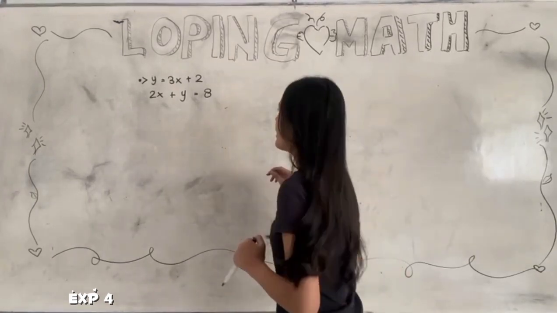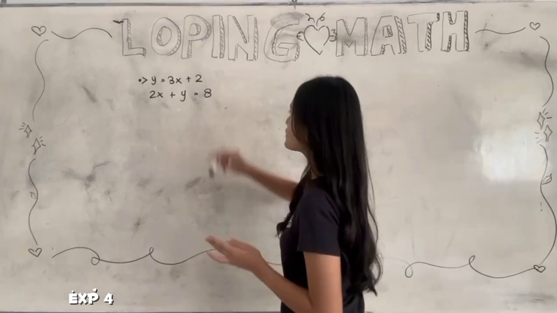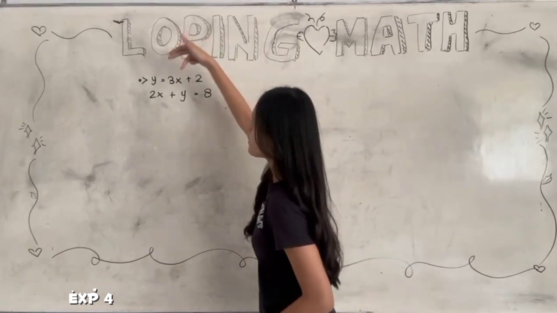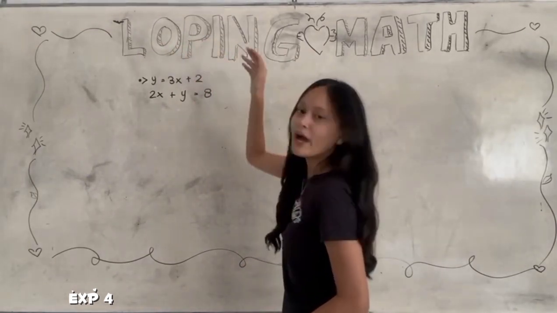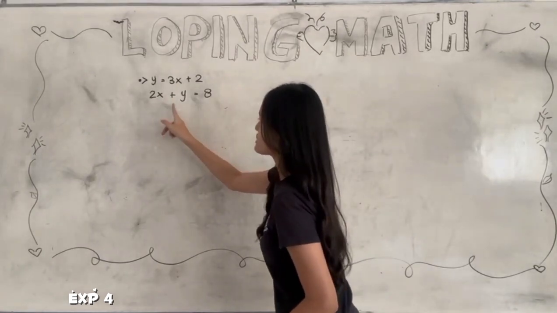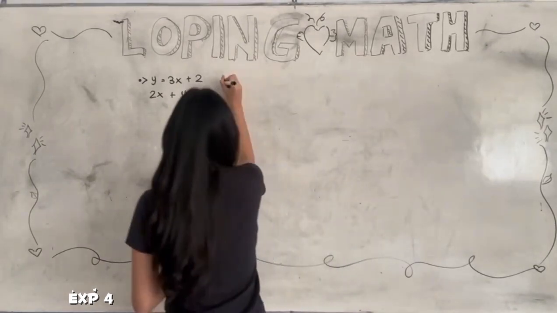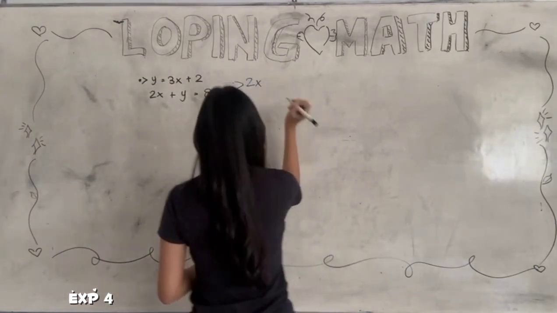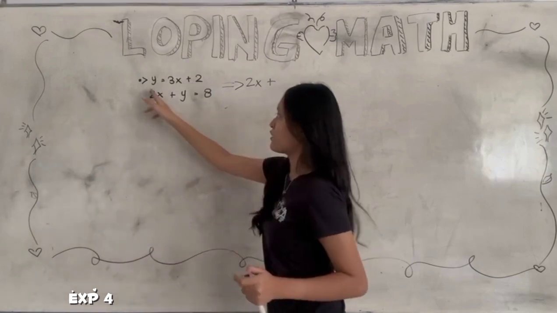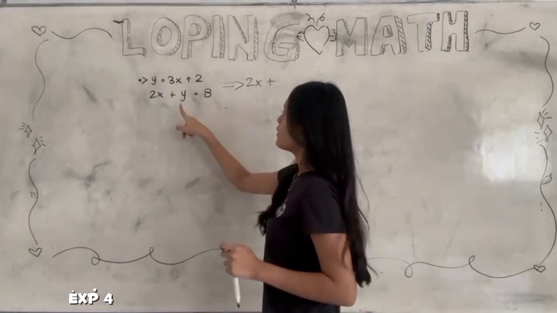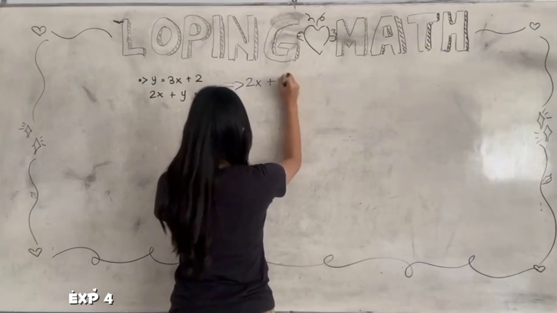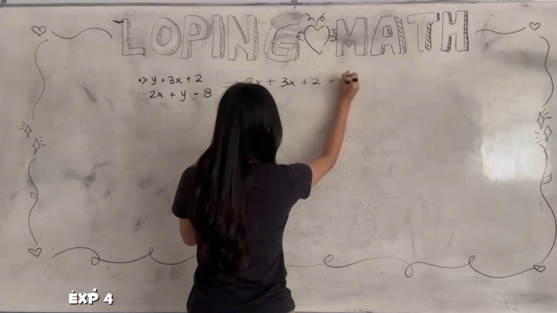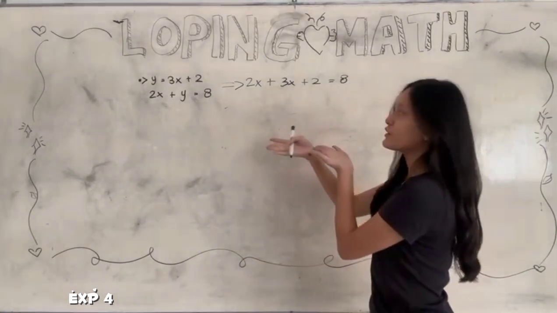So, the first step is to substitute the first equation into the second equation. The first equation right here is y equals 3x plus 2, and the second equation is 2x plus y equals 8. So how to do it is 2x plus, over here we have y equals 3x plus 2, so y is 3x plus 2, equals 8. So there you go.